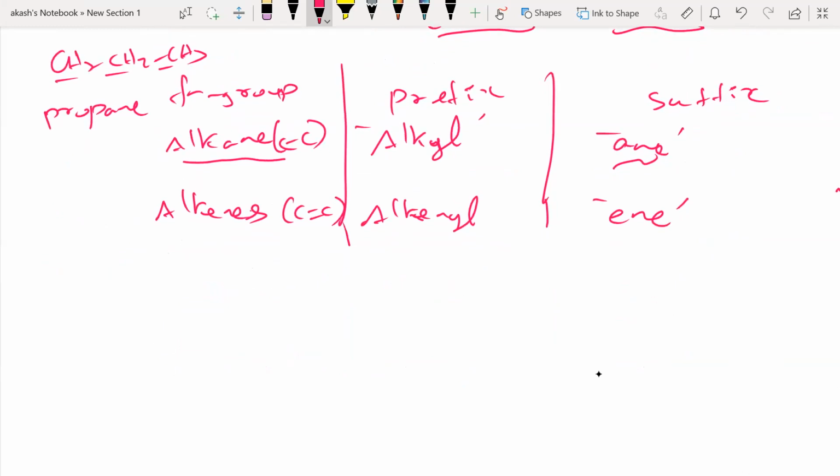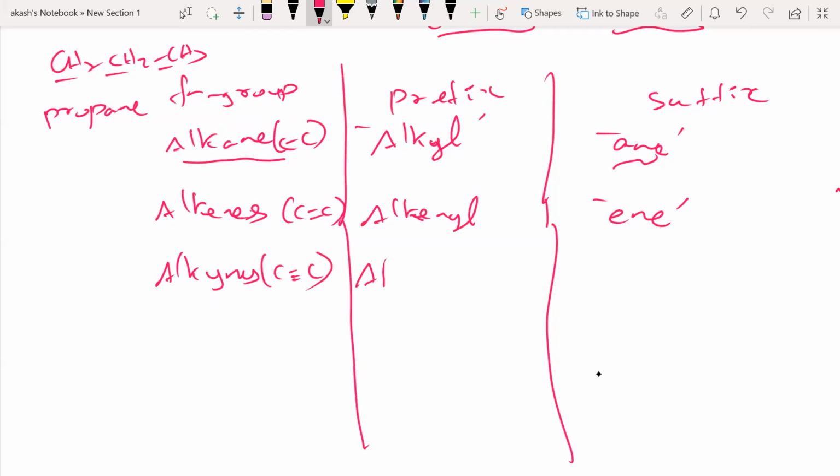Next, if you go for alkynes, that would have C triple bond C. The prefix which you will use is alkynyl, and the suffix which you have to use is yne.